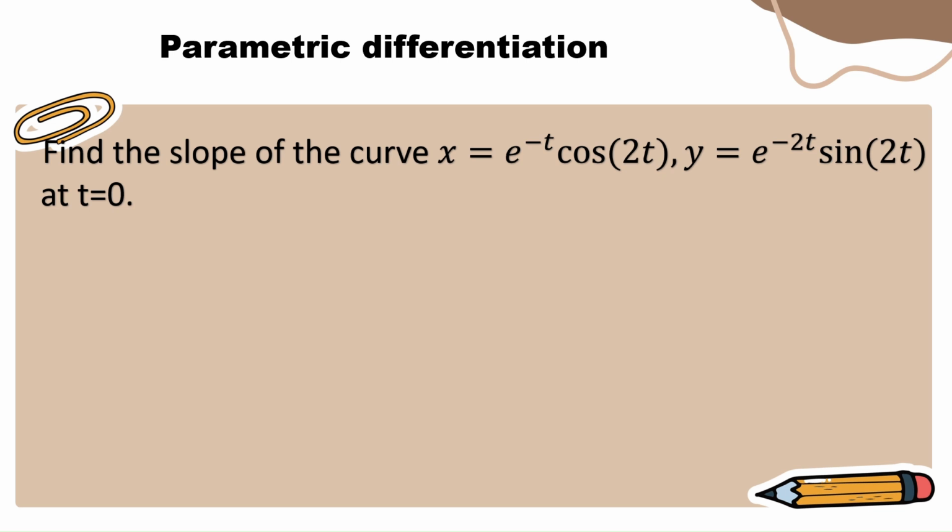Okay, for this video, we're going to get the slope of the curve of our parametric equations x is equal to e raised to negative t cosine 2t and y is equal to e raised to negative 2t sine 2t, at t is equal to 0. Since we are going to find the slope of the curve, and the slope of the curve is defined by dy over dx. And dy over dx of our parametric equation is dy over dt over dx over dt, then evaluated at time t equal to 0.